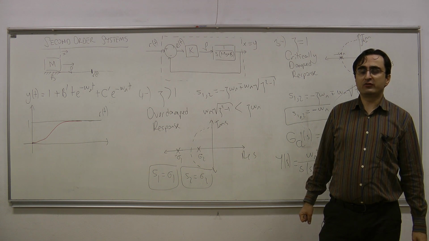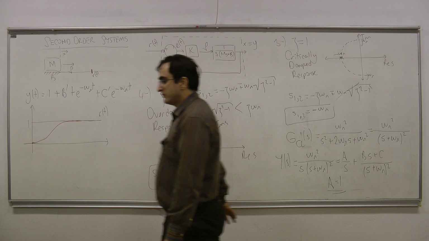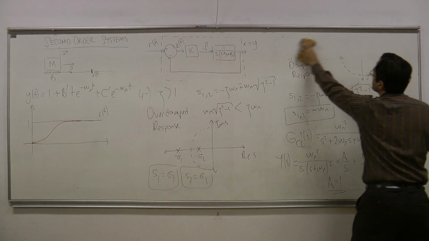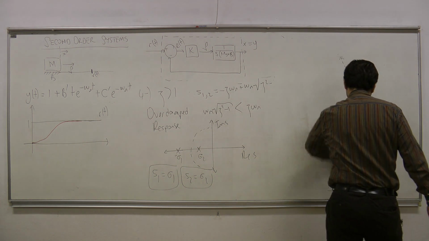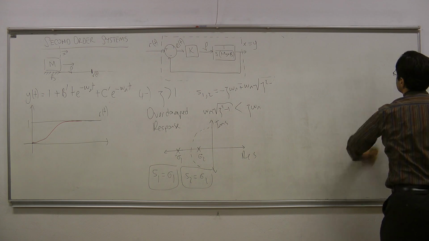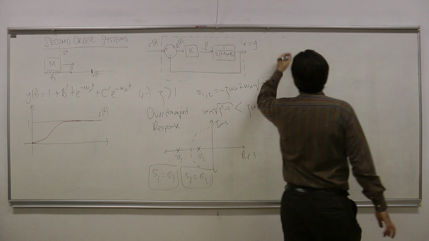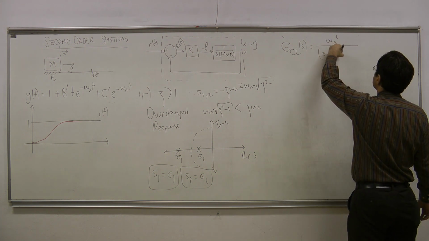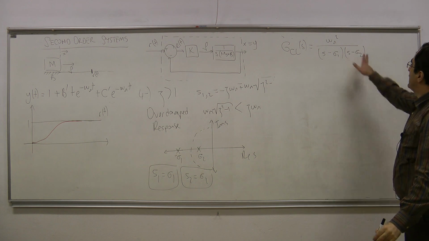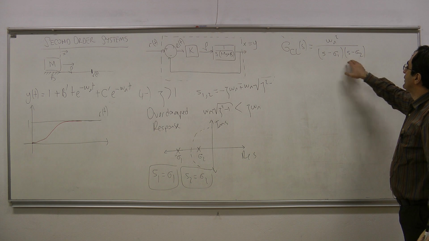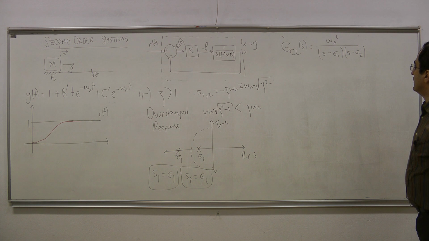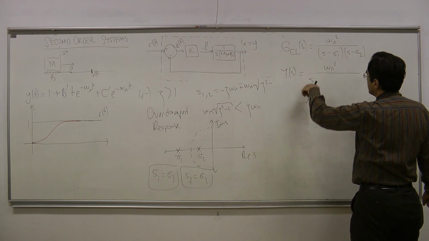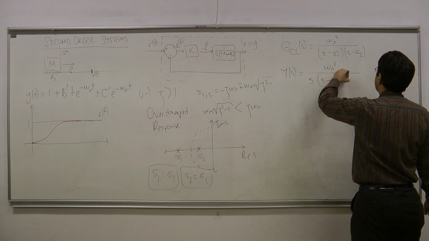So what can you say about the oscillations in this step response? We won't have any oscillations because we have just two real poles. Now let us try to look at the response form here. So in this case, my closed-loop transfer function would be looking like this: omega n square over s minus sigma 1 times s minus sigma 2. I would have two real poles, and I can factorize the denominator in this form in the overdamped case. And if I calculate the output Laplace transformation, it is going to be 1 over s, the step input, times this transfer function.